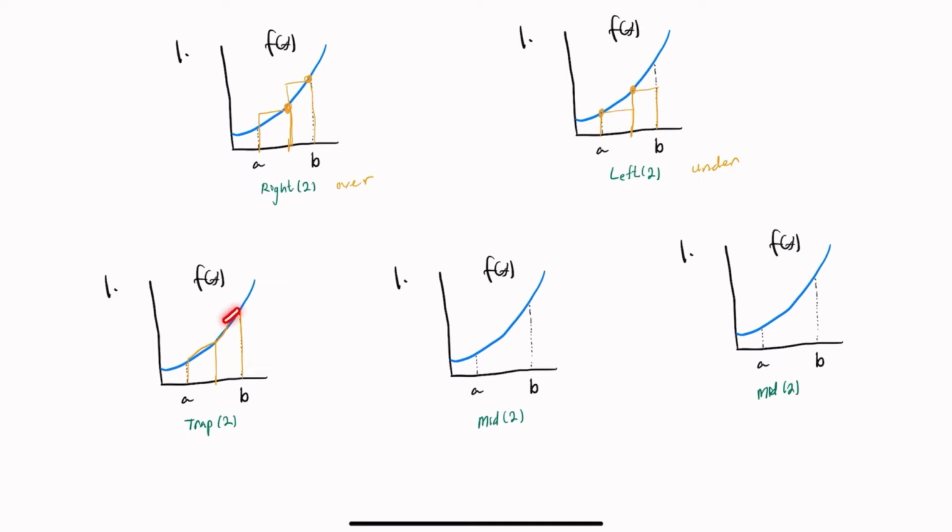Now, if we zoom into the estimation using trapezoid, you can see that we are including more area above the curve. Therefore, trap of 2 is considered to be an overestimation. Now let's draw the mid estimation.